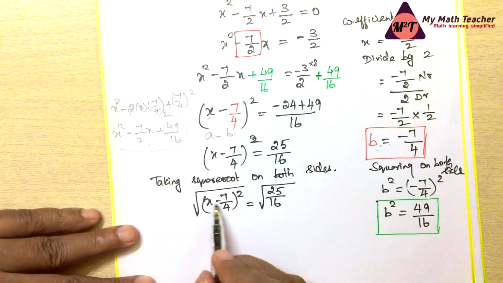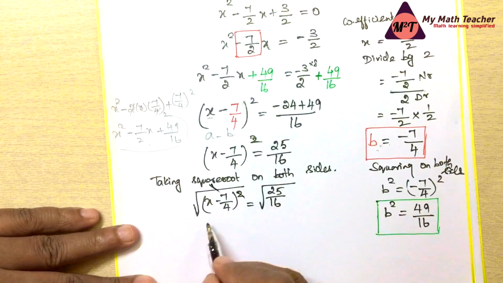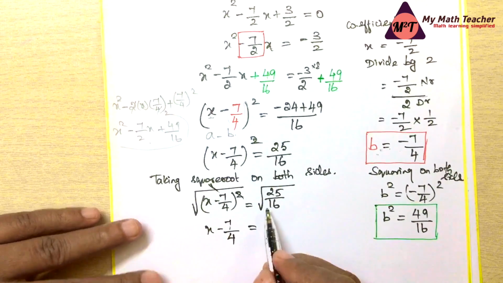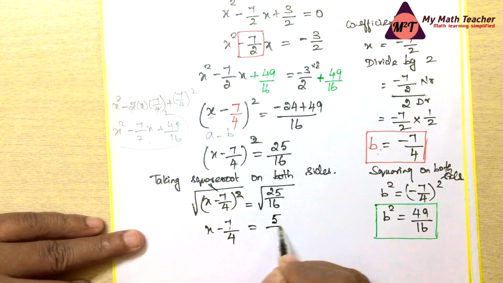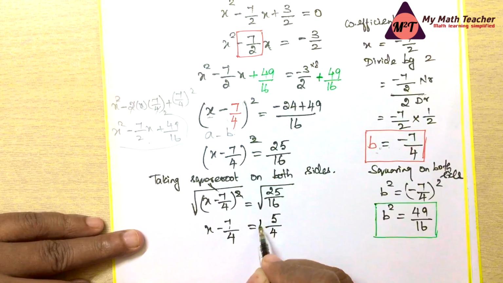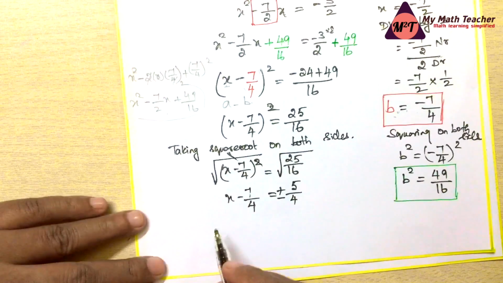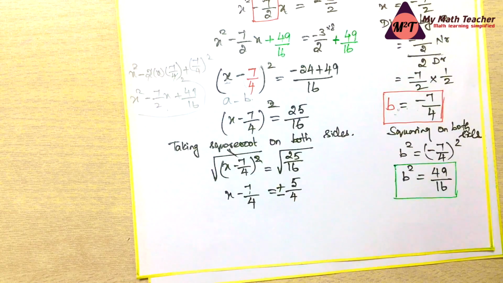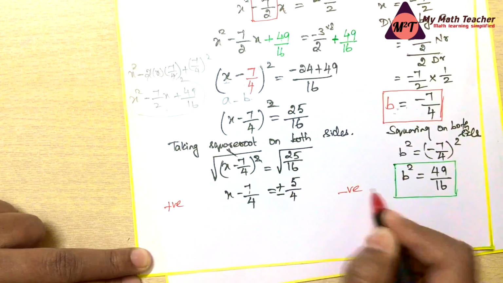Now we have to simplify this. Square and square root will be cancelled. So it will be x minus 7 by 4, which is equal to, as you can see, the square root of 25 by 16, which is 5 by 4. It's not just 5 by 4. Always it is plus or minus. It applies for positive and also for negative values. Now here we have got two values, one positive and the other negative. So let us take this here as positive and here as negative.